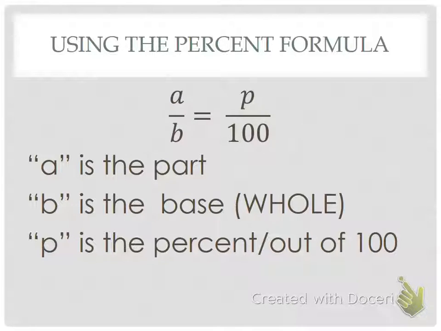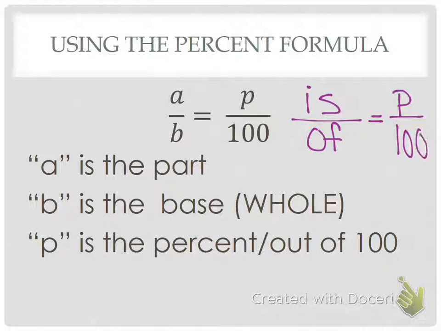There's another way that some people prefer to write this formula, because there are key words that we look for in the percent questions. And here's our key words. Is over of equals P over 100. On your homework tonight, you can write either one of these formulas. Okay? Some people prefer the A over B because that's the variable we use to solve. Some people prefer is over of because those are the key words that we look for in the statement.